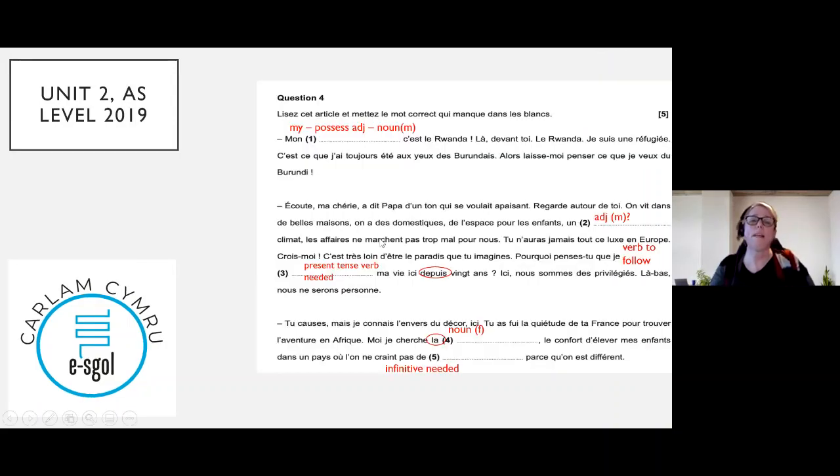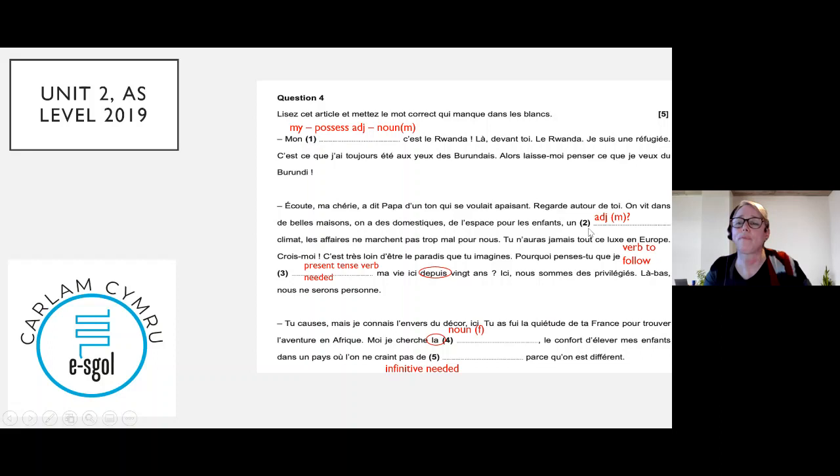What makes sense? And here it's knowing, is Rwanda a country or a village? It's the name of a country. So mon pays, c'est le Rwanda. So I think you're going to find that one is le pays. Read it all through. As I said, even if there isn't a gap to fill in, work out what's going on here and then come to your next gap.